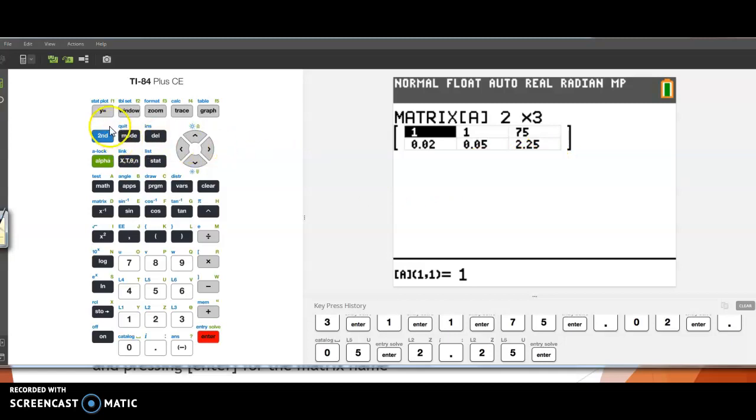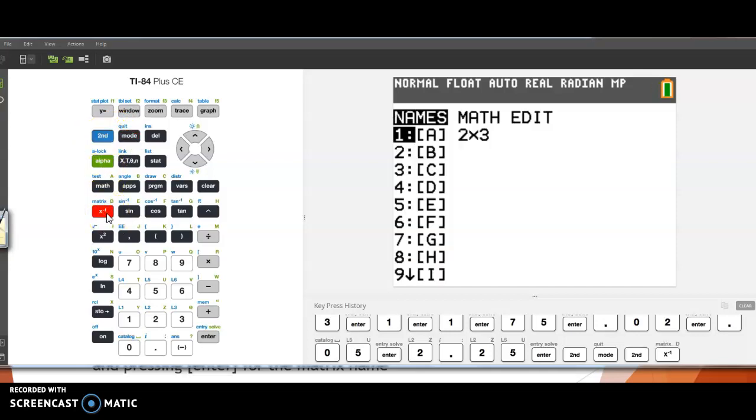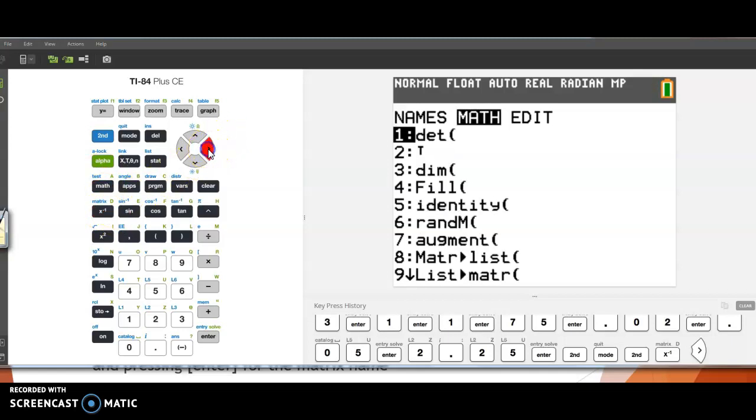So from here, I want to quit. So that takes me back to my home screen. And then I want to go back to my matrix menu. So second, and this button. Now I want my calculator to do some work on that matrix. So I go over here to Math.